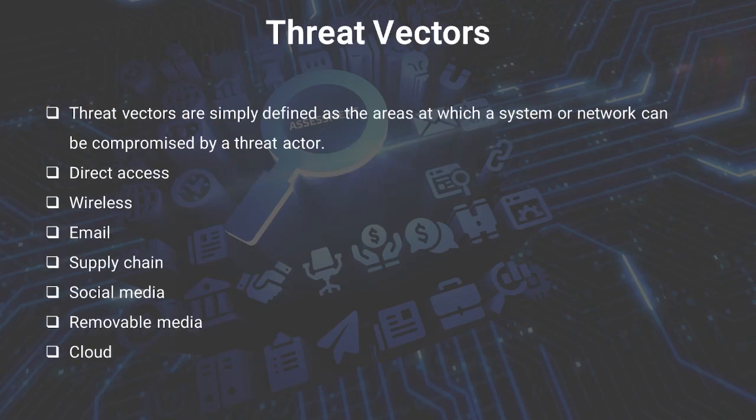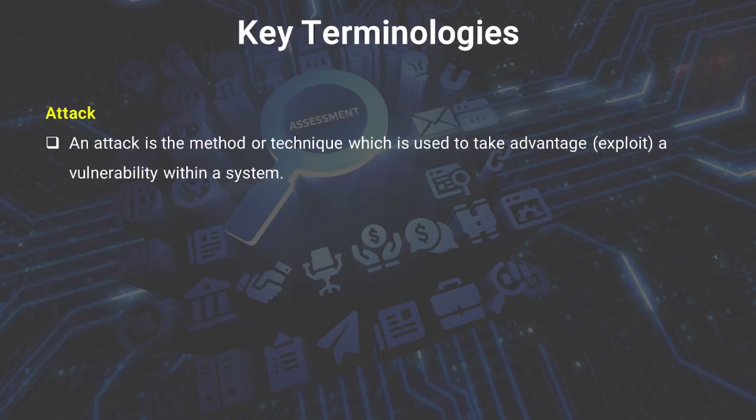So a simple example is a threat actor who has the potential to cause some type of harm or damage to a system and affect data loss. Threat actors are usually hackers, insider threats, or any person that wants to cause some type of data loss. These threat actors use various attack methods and techniques to take advantage, in other words, to exploit a vulnerability within a system.